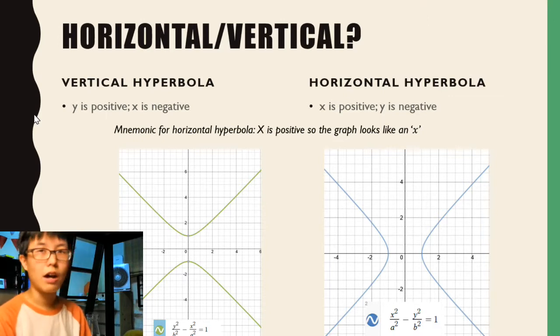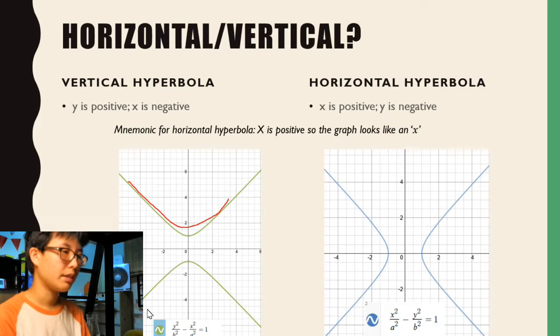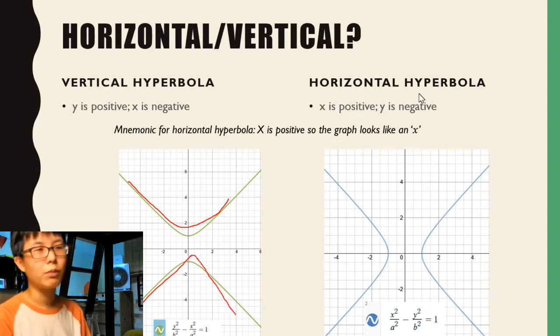So here we have the flowchart, it'll tell you whether it's a hyperbola or an ellipse or something else. But once you realize that it's a hyperbola, then you have to differentiate between a vertical and a horizontal hyperbola. So how do you differentiate it? Basically, if the y squared term is positive and the x squared term is negative, it looks like an hourglass shape, like this. And if the x squared term is positive and the y squared term is negative, it looks like how I would draw an x. Sometimes I would draw an x like that. And yeah, so that's horizontal and vertical.